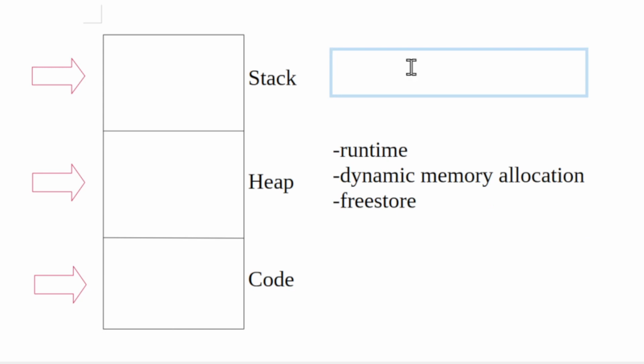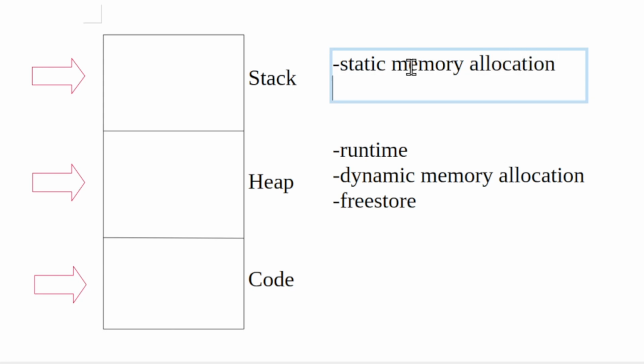In contrast, the memory allocated by the compiler during compilation is called static memory allocation. It is allocated during compilation, and the memory is fixed.